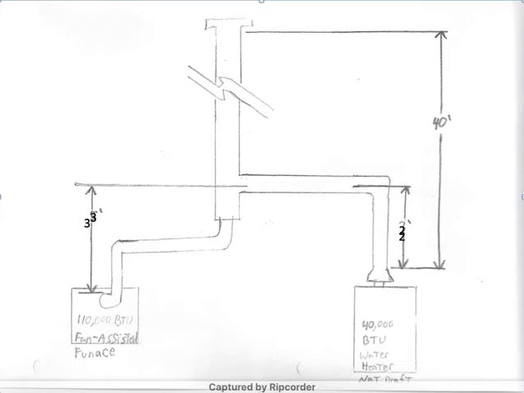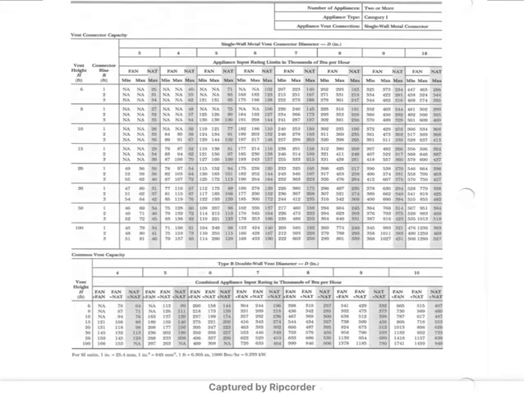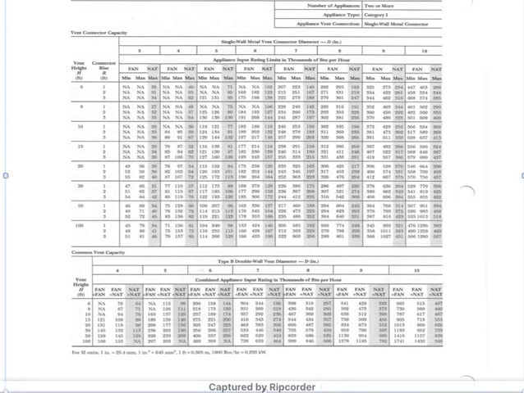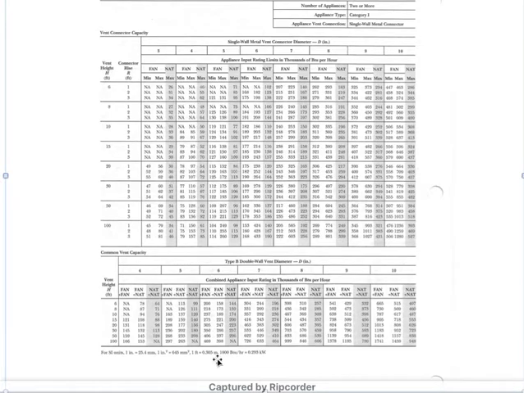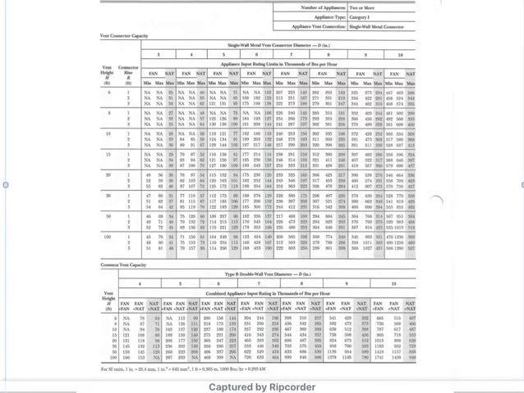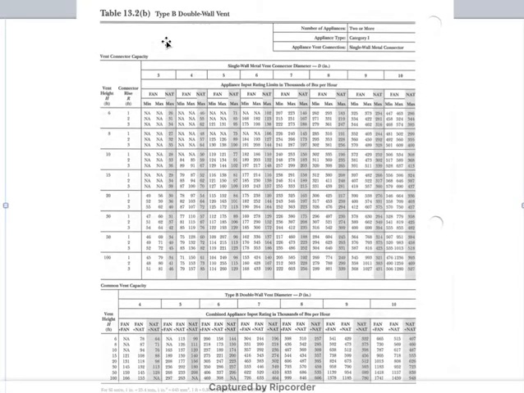So if we go to the chart, let me lighten this up for you a little bit. And again, if you have NFPA 54, there's table 13.2B. And again, the chimney we were just looking at, type B double wall vent, two or more. If you only had one, you'd be on the wrong chart. Category 1, appliance vent connector, single wall metal connector. And that's what both of those appliances had.